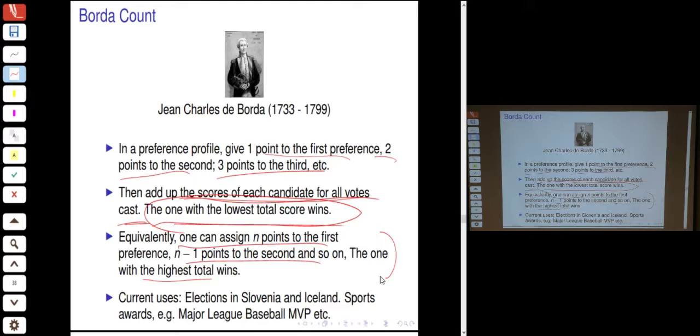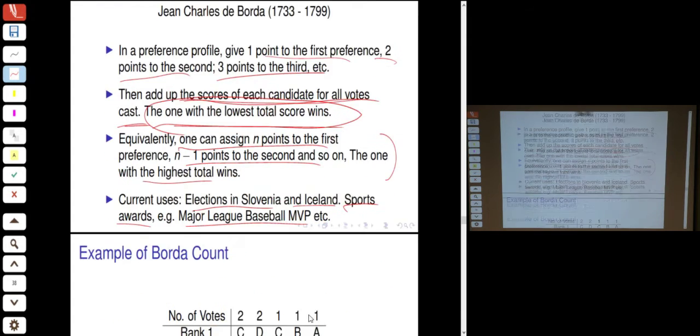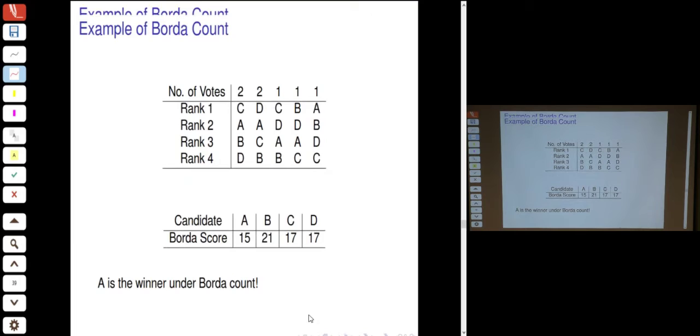So believe it or not, the Borda count is actually used for elections. It is used for elections in Slovenia and Iceland, two nice countries, and it is also used for sports awards, for example, the Major League Baseball MVP, etc. So here is an example of Borda count.